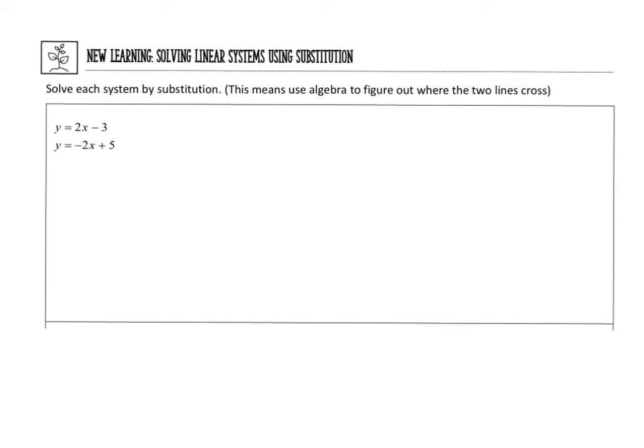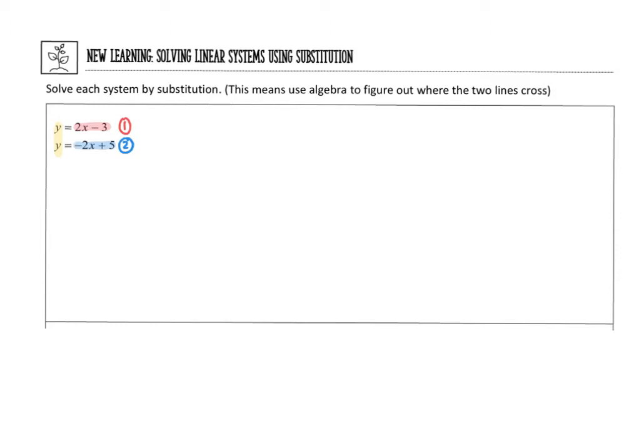Hi everyone, today we're going to find the point of intersection using algebra, and we're going to use a strategy called substitution to do this. So in order to understand how substitution works, we need to first recognize that both of our equations that we've been given are solved for y. They're in the form y equals mx plus b. So we're told that y equals 2x minus 3 and that y equals negative 2x plus 5.